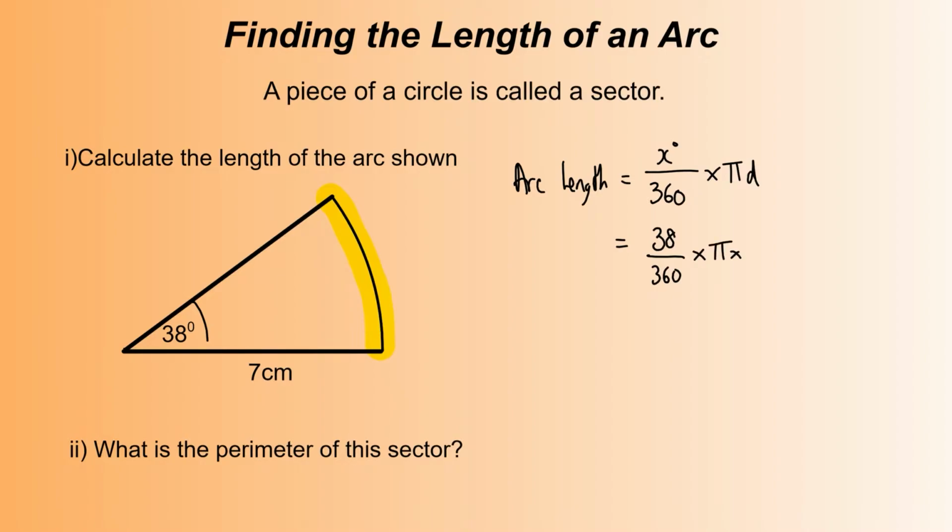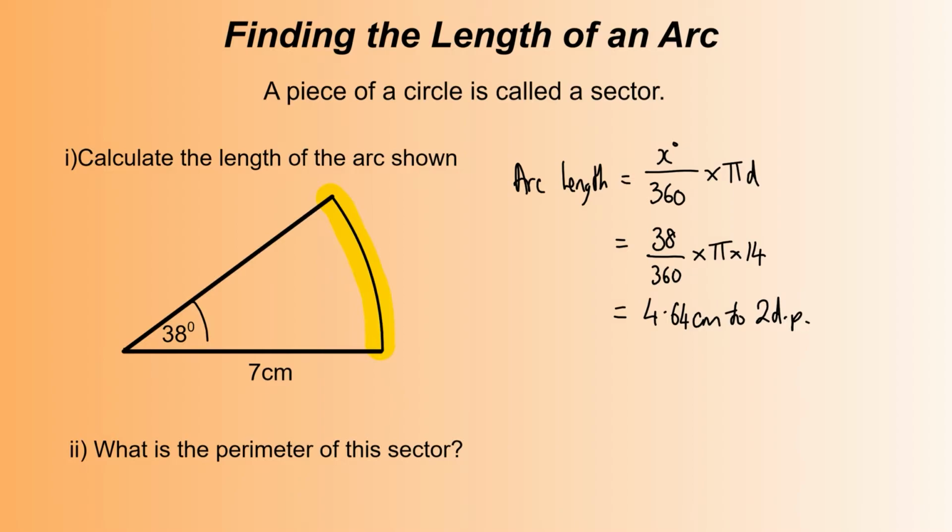Now, as already mentioned, 7 is the radius, that's from the middle of the circle at this point here. So the diameter would be 14 centimeters. Then you can just type that into your calculator: 38 divided by 360 times pi times 14. That should give you 4.64 centimeters, and we'll round it to 2 decimal places here.